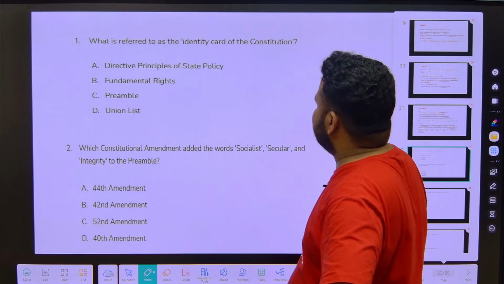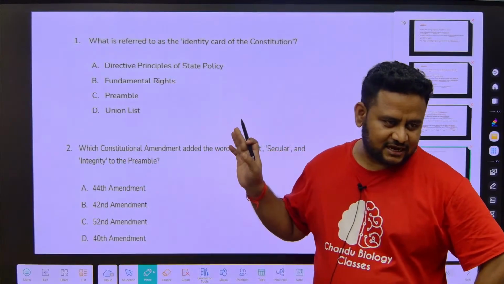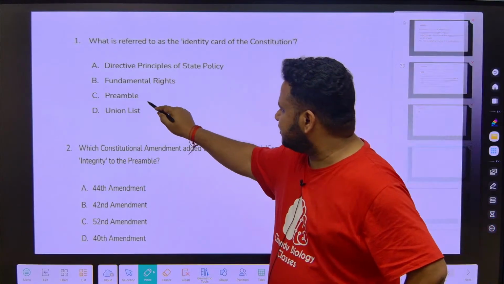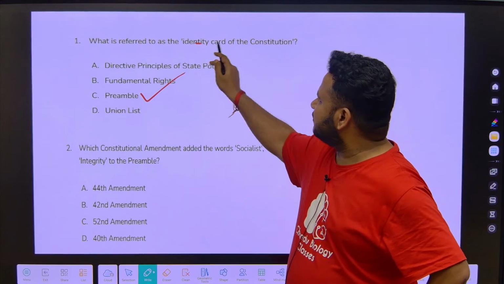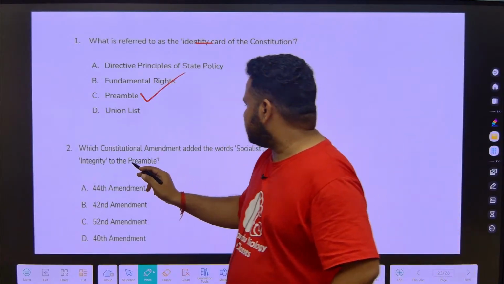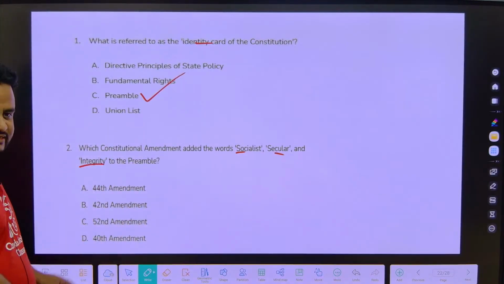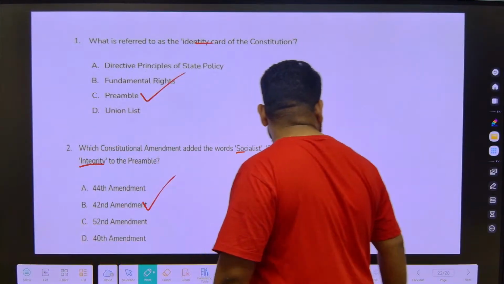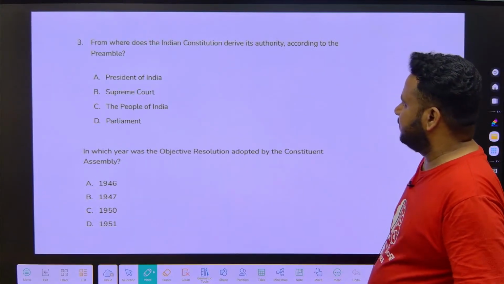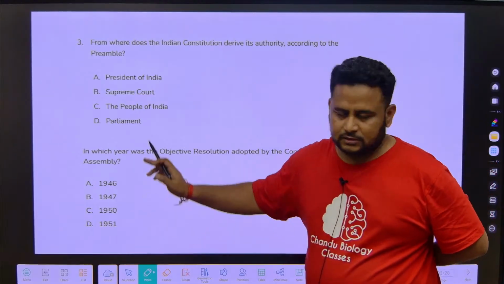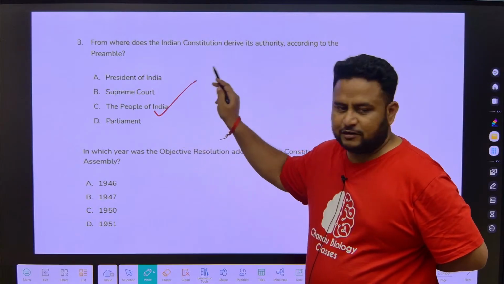What is referred to as the identity card of the Indian Constitution? Identity card means like our Aadhaar card. The Preamble is the identity card of the Indian Constitution. Next, which constitutional amendment added the words socialist, secular and integrity to the preamble? 42nd amendment. Next, where does the Indian Constitution derive its authority according to the preamble? The people of India. Is it President, Supreme Court, People of India, Parliament? It is People of India.